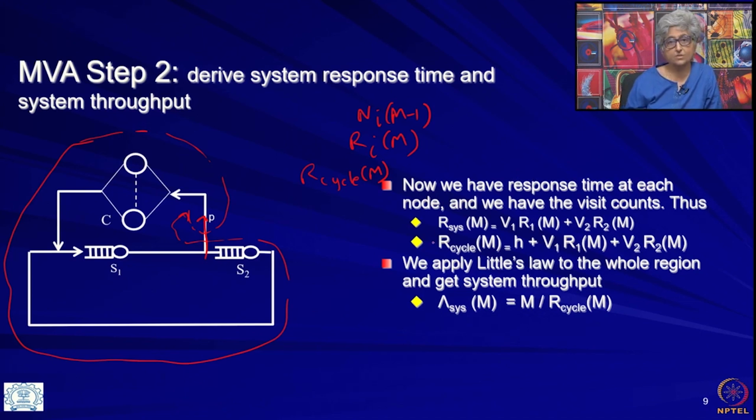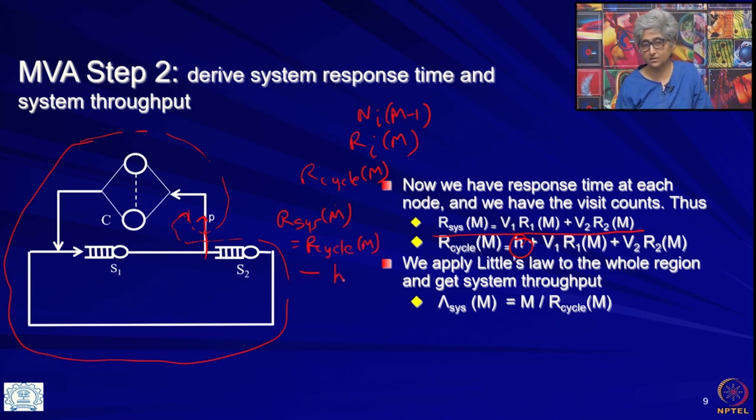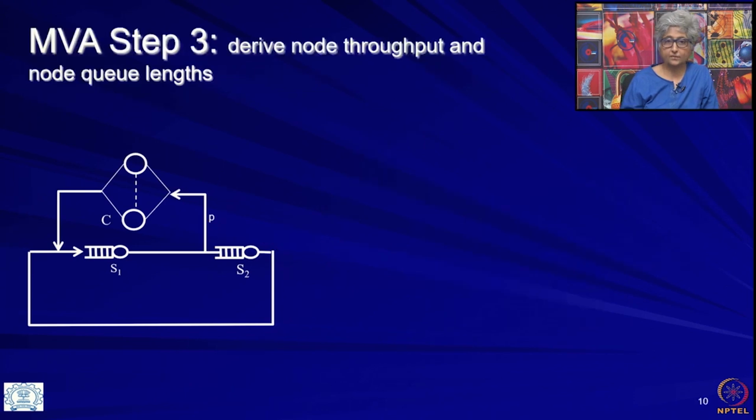If the system time is going to be different from the cycle time, you just have to leave out the think time, and R sys M is going to be just the summation of the visit counts and the per visit response times for all the nodes except the think node. So, once you have R cycle time, you can find R sys M as R cycle M minus H. If H is 0, then the two are going to be the same, otherwise you will actually get the system response time. And this is just summarizing what we just talked about. Now what do we have?